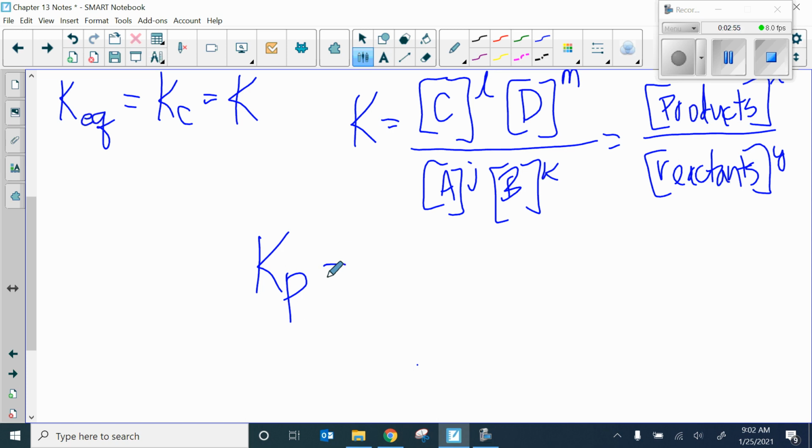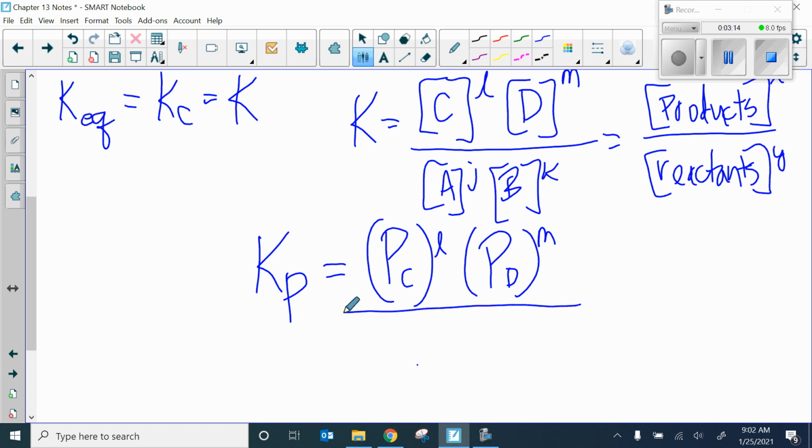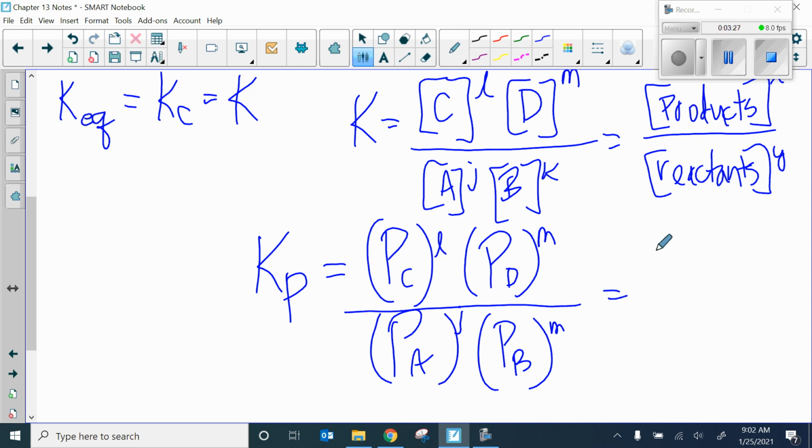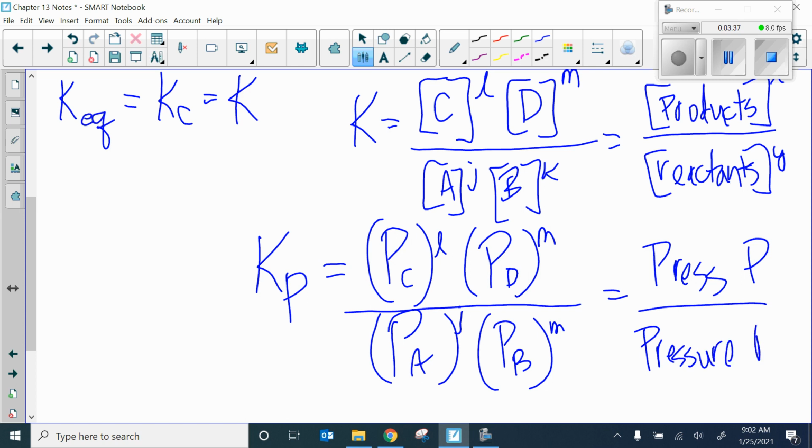And instead of, remember, brackets mean concentration, we can't use brackets. So it is going to be our partial pressure of C raised to the L power, if I use the same equation up above, the pressure of D raised to the M power, all over, it's still products over reactants, the pressure of A raised to its power, and then the pressure of B raised to its power. So again, it's still pressure of the products over the pressure of the reactants, in whichever way you're taking a look at it.